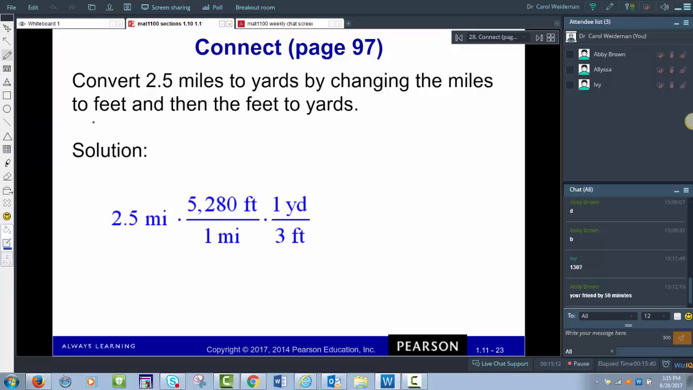And if you notice, I go across here. This is what we call canceling the units to make sure you set it up right. Numerator, denominator, miles cancel, feet, feet, miles cancel. And what am I left with? I'm left with yards, which is what I wanted. And the answer is 2.5 times 5,280 and then divide by 3. So 4,400 yards are included in 2.5 miles.